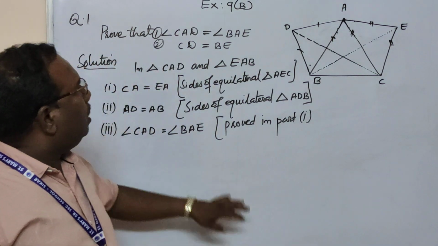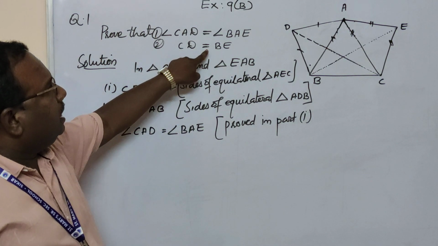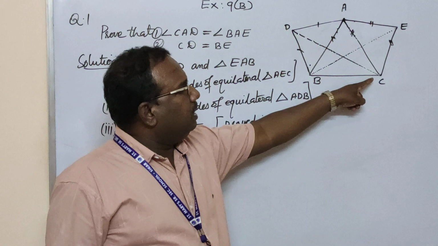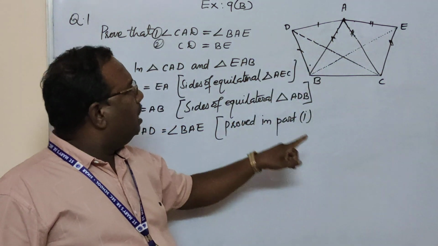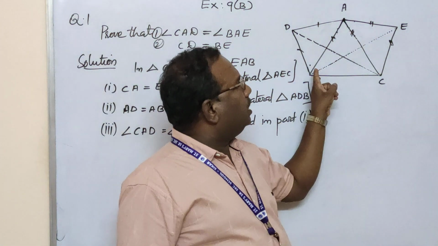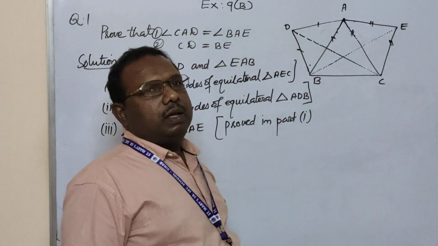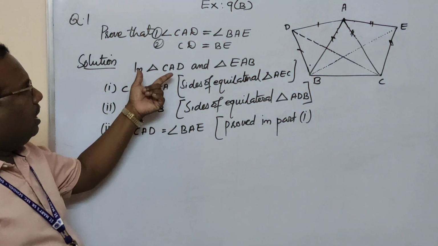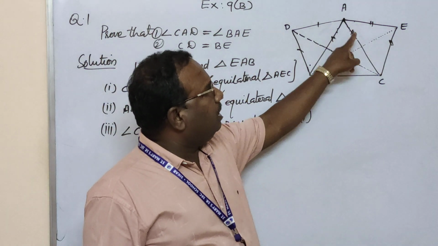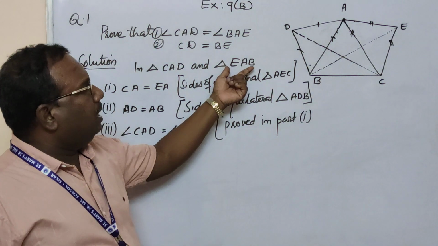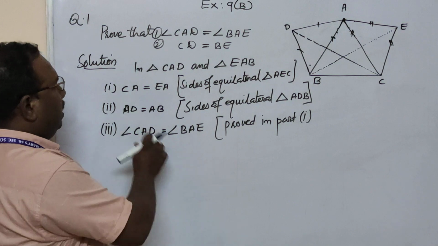Now let's do the second part. What is the second part? Prove that CD equal to BE. Here is C, here is D. Join C and D to get CD and join B and E to get BE. So we have to prove CD equal to BE. For that we are first considering triangle CAD. Where is triangle CAD? Here is triangle CAD and triangle EAB.